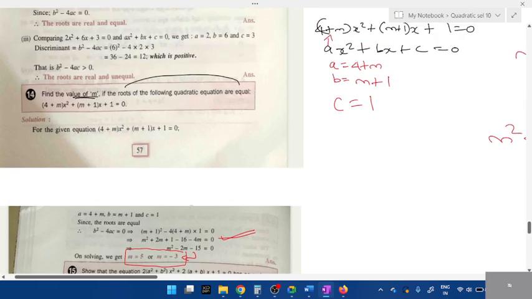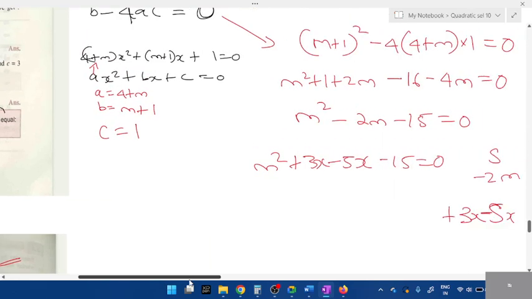Okay. This part you can check from the textbook. If you want, make a note of this. Or just go through, ignore it. It's the same concept. The only thing is nature of root will be given. Just take b square minus 4ac and solve it.